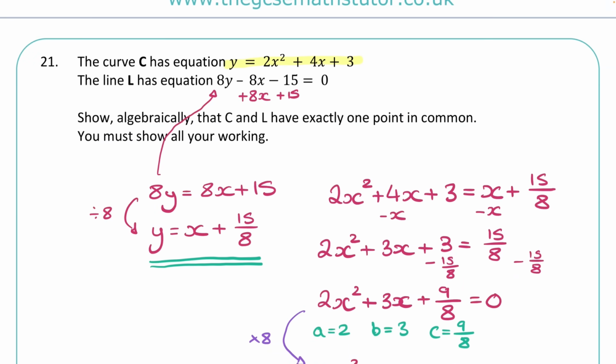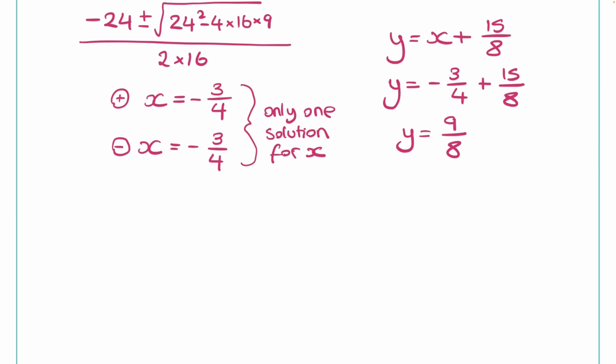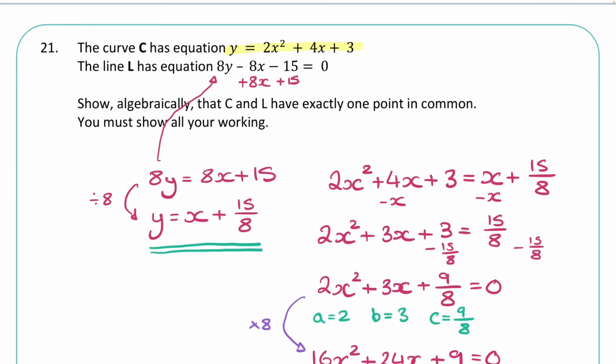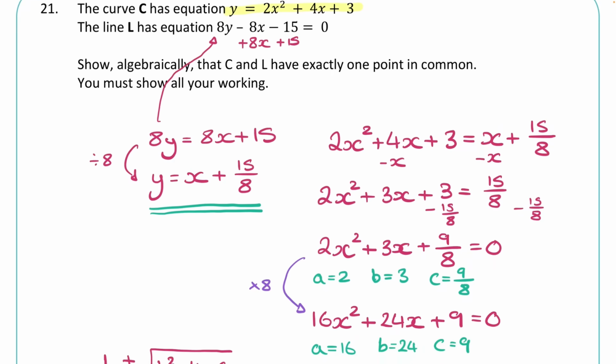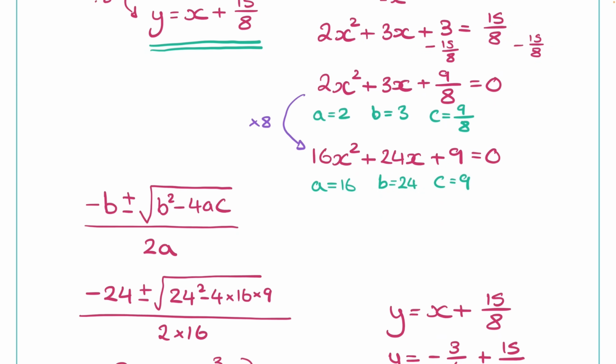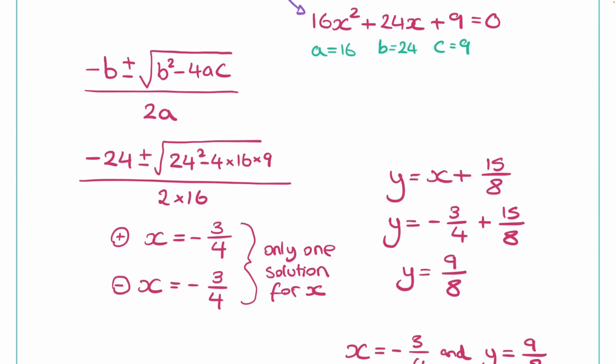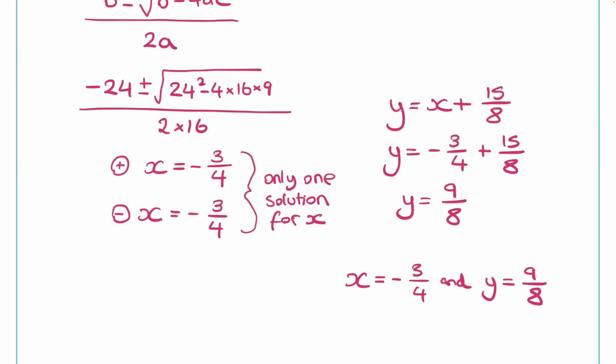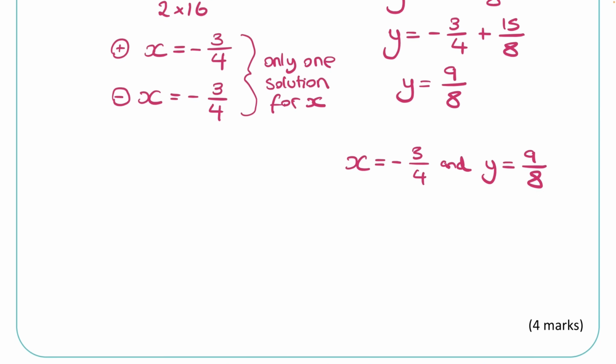So show algebraically that C and L have exactly one point in common. We've shown all of our working. We've made it very, very clear here. We would have one solution in common. X equals minus 3/4 and y equals 9 over 8. And there we go. There is our one solution, and that was using a y equals method. And we had some quite tricky work there with the quadratics, but thinking about how we could amend that to make it a little bit easier, and using the quadratic formula to get our answer. Okay, so there we go. There was our quadratic simultaneous equation.